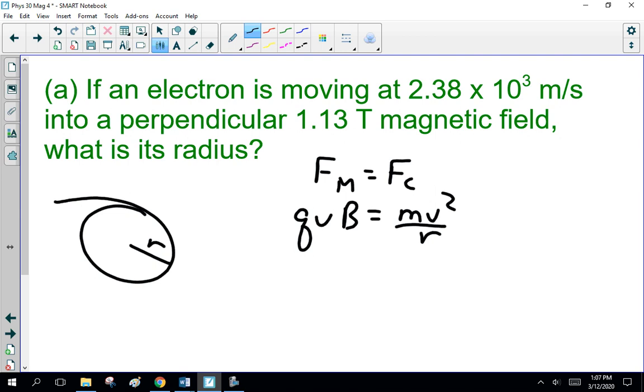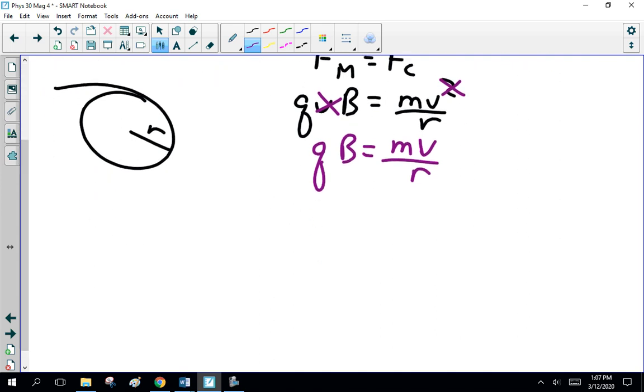This is the way I do it. I remember force magnetic is QVB and force centripetal is mv squared over r. And then I go, oh, I can cancel out one of my v's. So QB equals mv over r. So I'm looking for radius here. My first thought is I'm going to rearrange this to solve for R. R equals mv over qb.